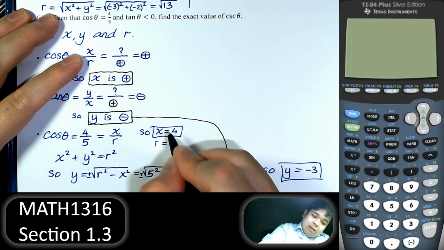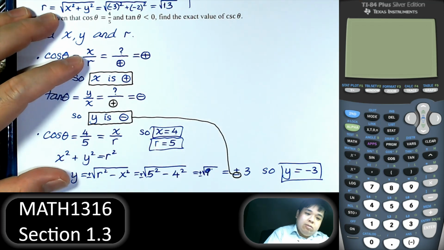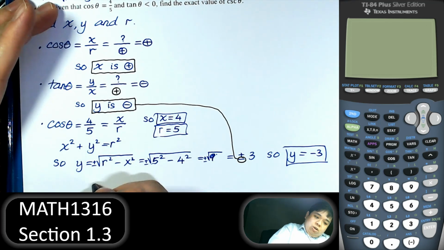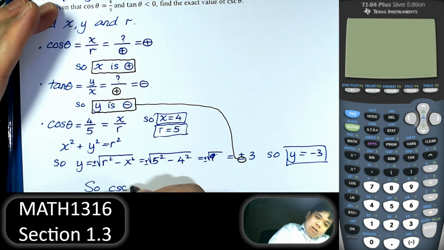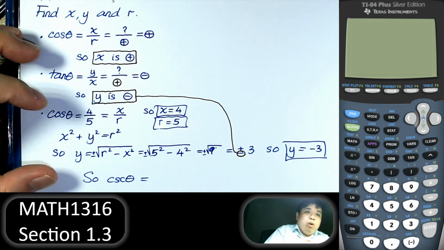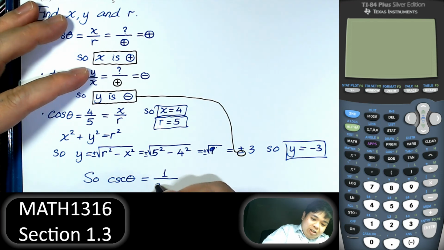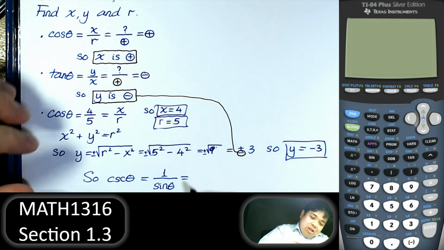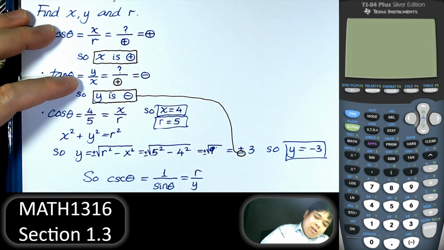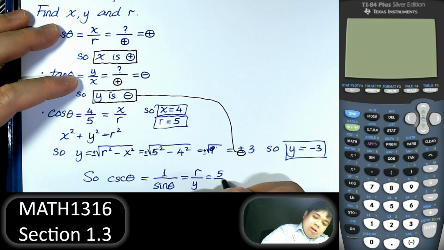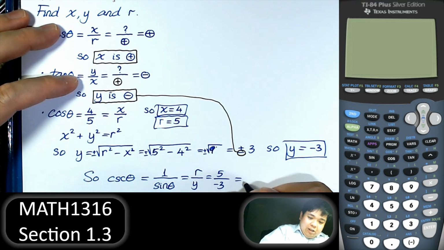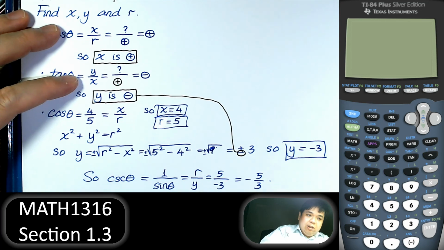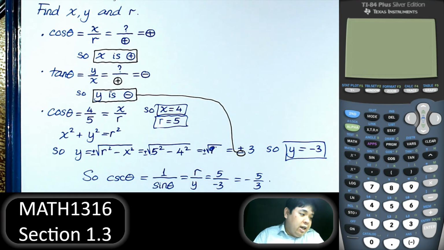There's x and there's r. And now we find cosecant, which is the reciprocal of sine, or you can write 1 over sine. Sine is y over r, so cosecant is r over y. R over y. Right, so cosecant: r is 5 and y is negative 3, so that's what we have.